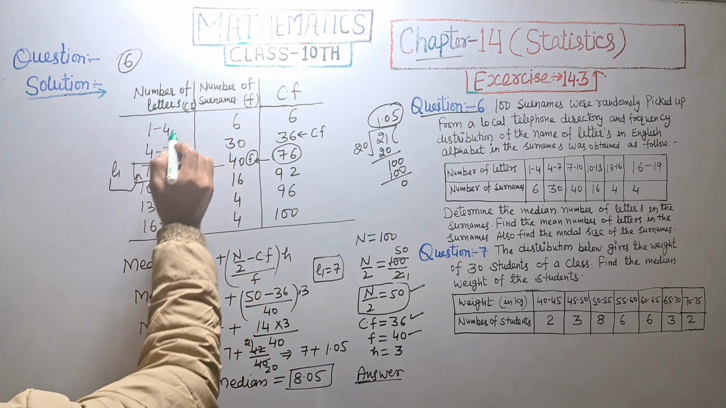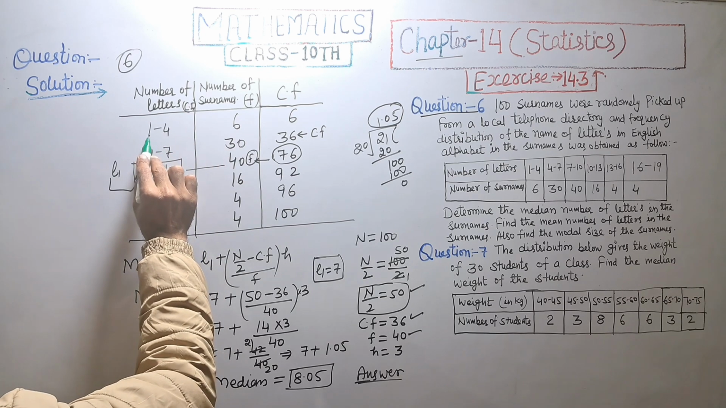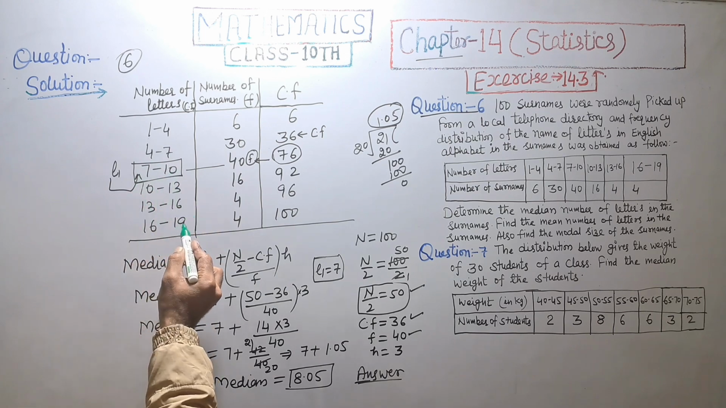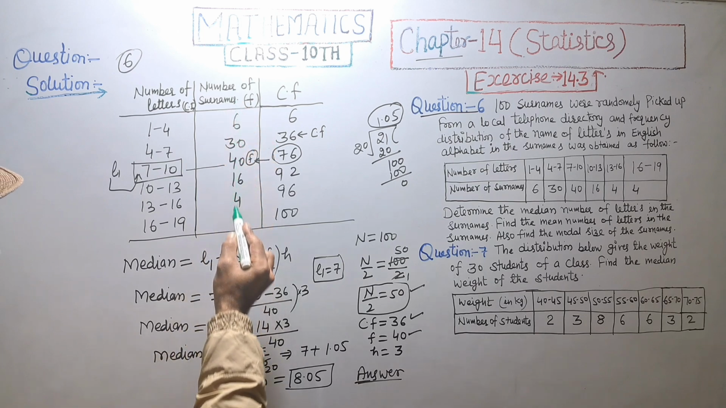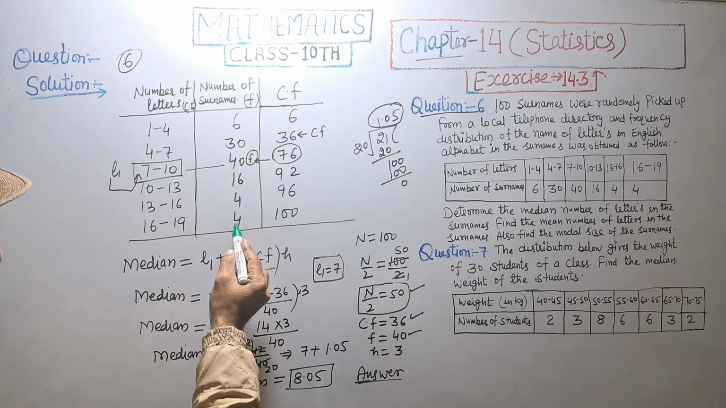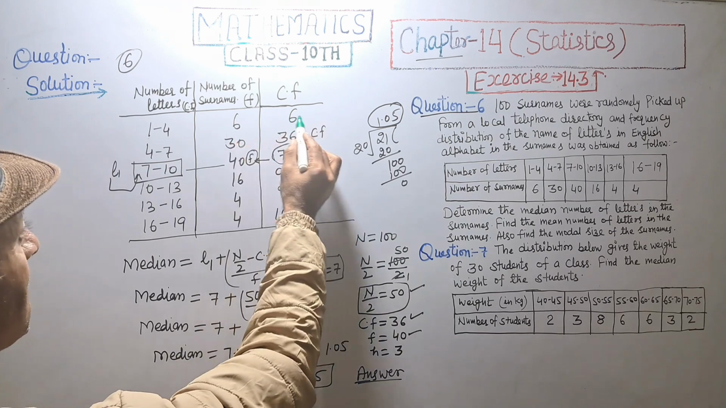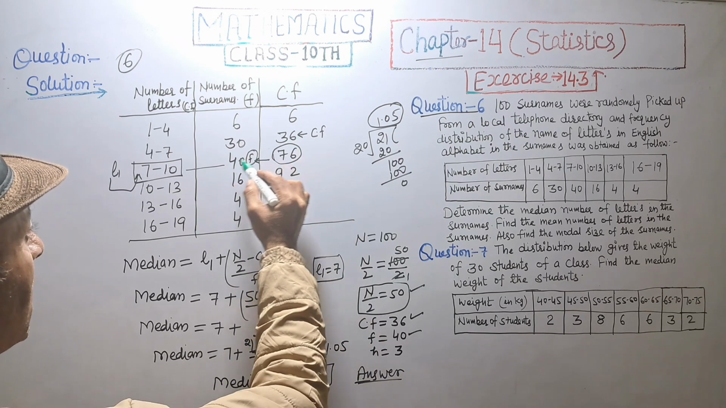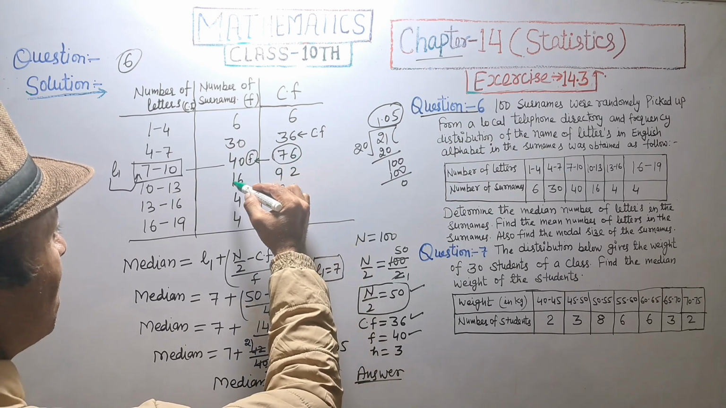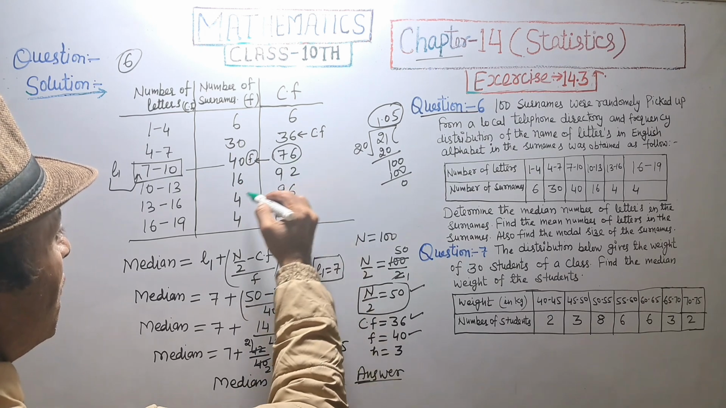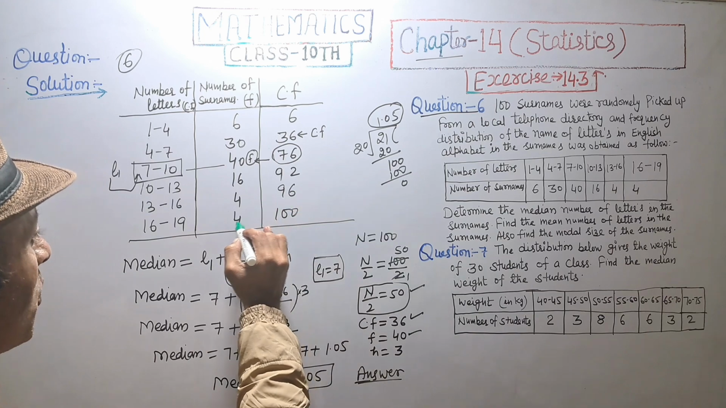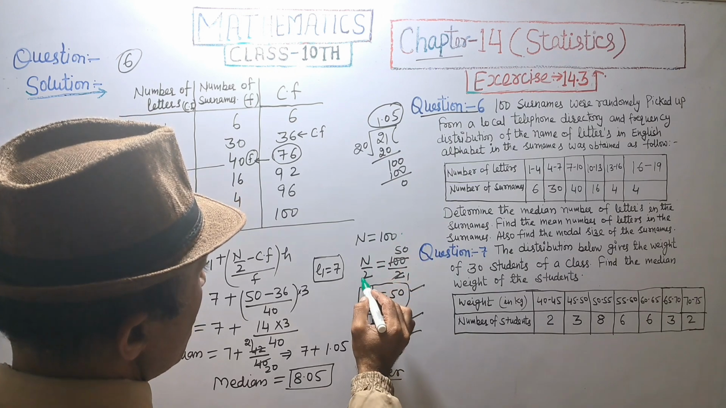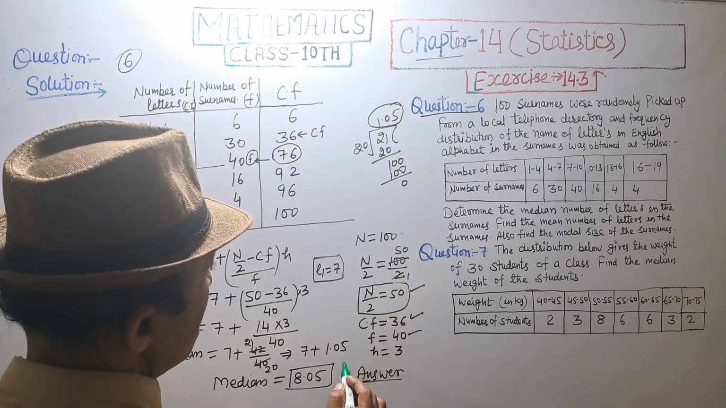Number of letters given, that is class interval 1 to 4, 4 to 7, 7 to 10, 10 to 13, 13 to 16, and 16 to 19. And frequency is given 6, 30, 40, 16, 4, 4. Cumulative frequency: 6 as it is, 6 plus 30 is 36, 36 plus 40 is 76, 76 plus 16 is 92, 92 plus 4 is 96, and 96 plus 4 is 100. Then n is equal to 100. N upon 2 is 100 divided by 2, that is 50.